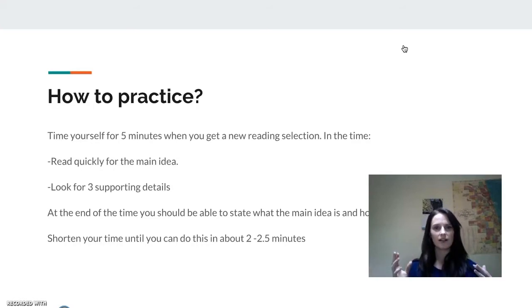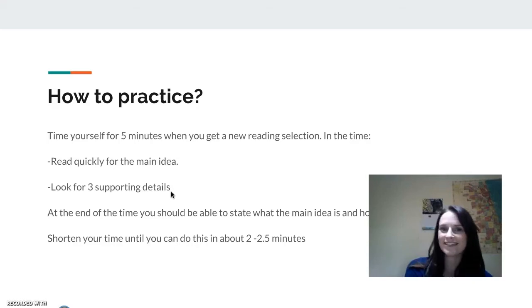And after you've looked for that, look for some of the supporting details, 3 supporting details that the author uses to support their main idea. And then after you get pretty good at doing that in 5 minutes, bump that timer down to 4 minutes, then 3 minutes, and just practice until you can do this in about 2 to 2.5 minutes.